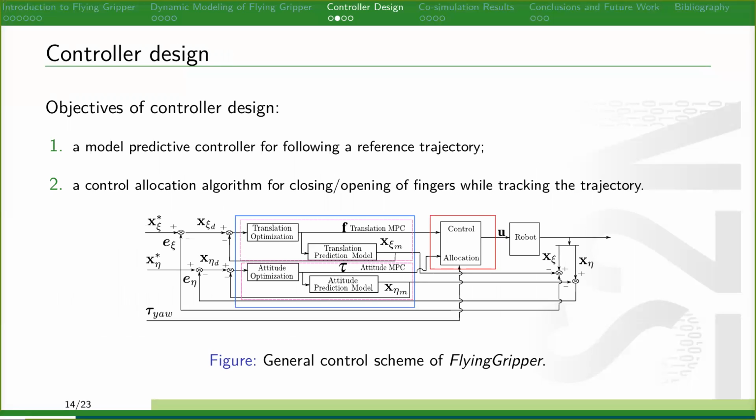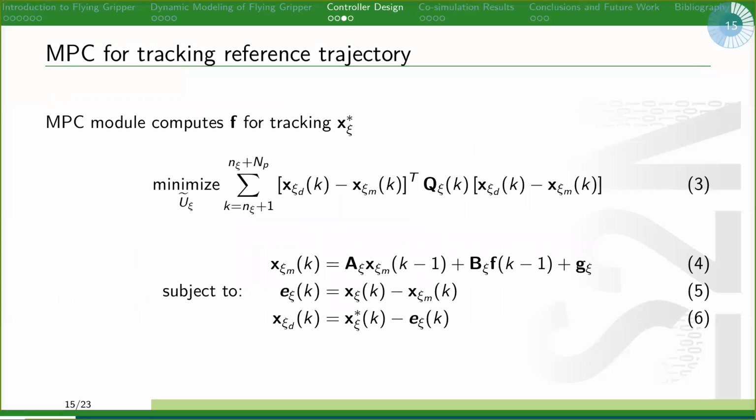It is of interest to notice that we cannot measure the object's position and the fingers' configurations, not to mention the object's mass and inertia. Thus, the controller must adapt to those uncertainties and disturbances. For instance, the model predictive control computes the required force of the body wrench for tracking a reference trajectory. It aims to minimize tracking error during the whole prediction period of time.